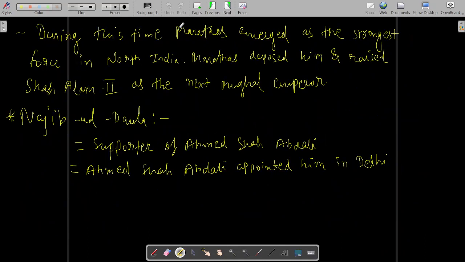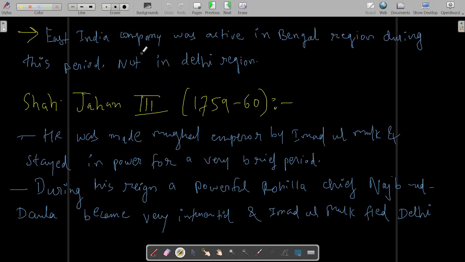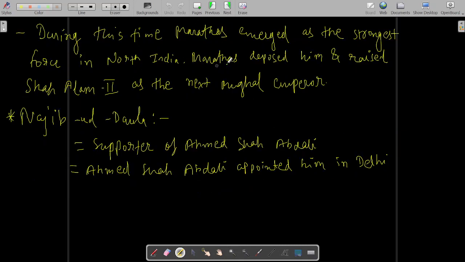During the reign of Shahjahan III, who ruled from 1759 to 1760, Marathas emerged as the strongest force in North India. Marathas deposed Shahjahan III and raised Shah Alam II as the next Mughal emperor.